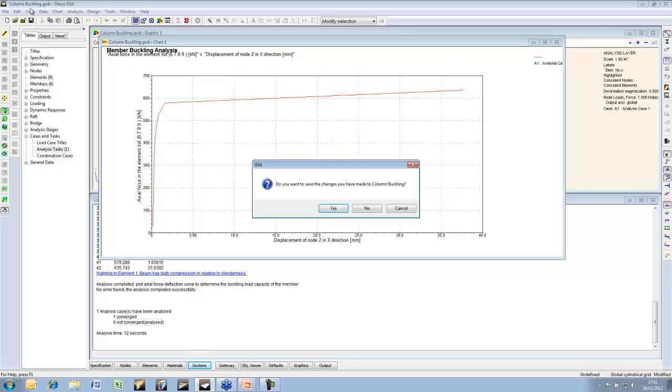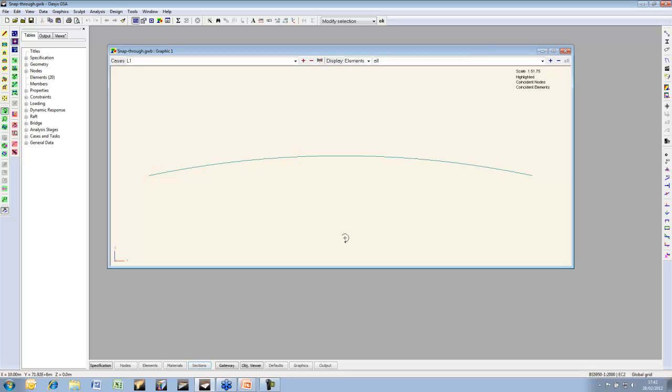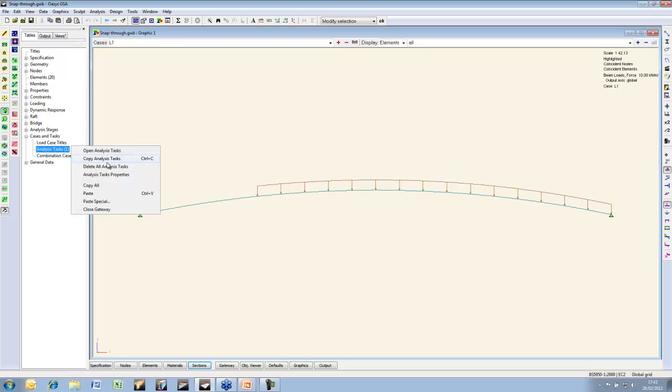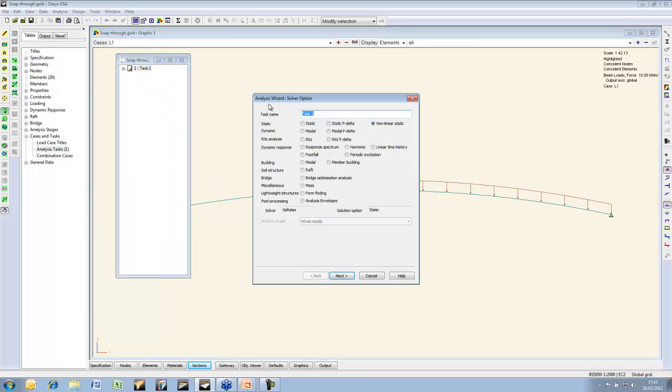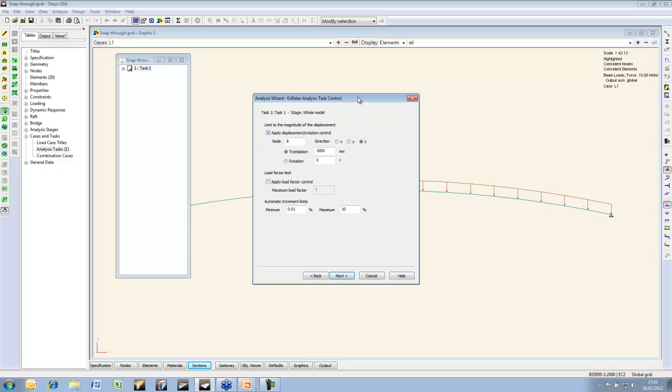Now, apart from general buckling, we can also look at snap-through type analyses. Here we have an arch, which I've got an asymmetric load on, and let's just open up this existing analysis task, which is a nonlinear static. An important thing here is we're going to automatically increment the loads. So we're going to start off at 10% of the loads and then gradually ramp up the loads until something interesting happens.